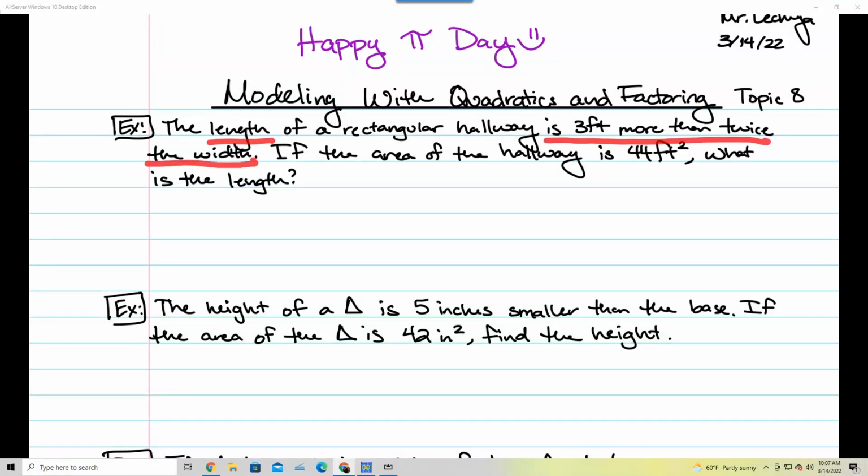I'm going to go ahead and write down that sentence exactly using a mathematical equation. The length is 3 feet more than twice the width. So I'm going to write twice the width first and then 3 feet more than that. So there's the first thing I want to point out.